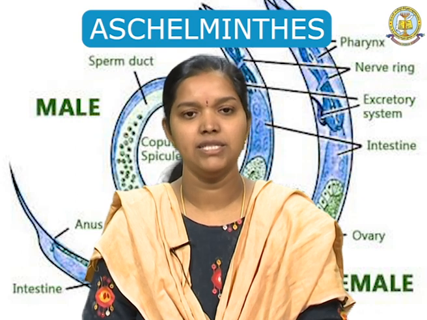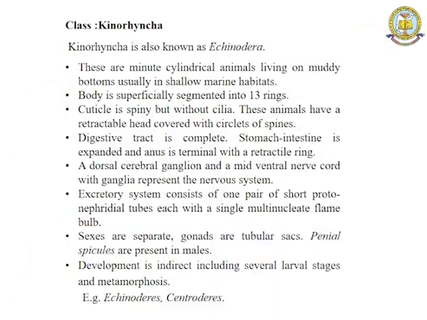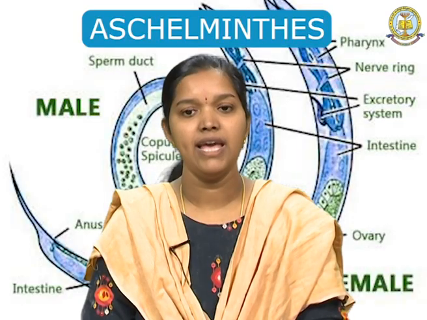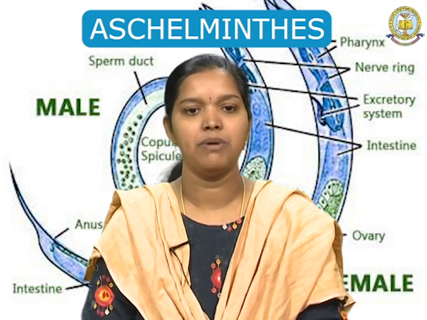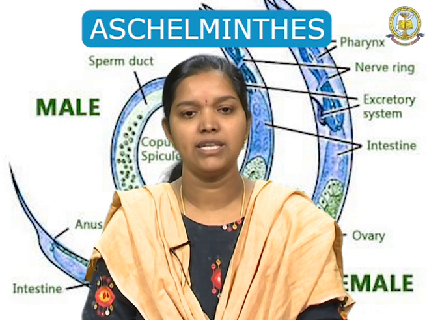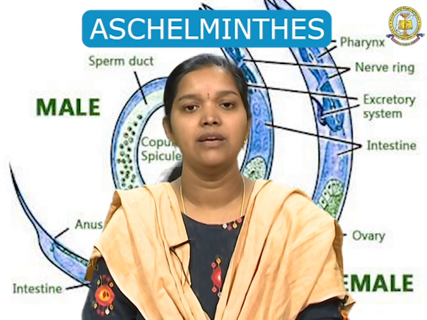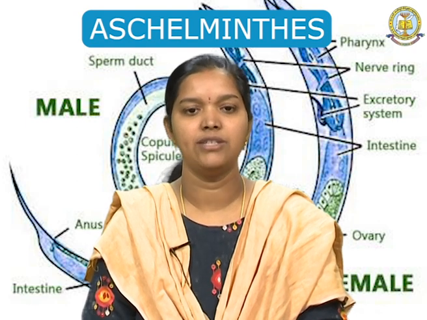Then the fifth class is Kinorhyncha. It is also called Echinodera. They are minute cylindrical animals present in the muddy bottoms of marine habitats, and the body is segmented into 13 rings. The cuticle is spiny without any cilia, and they have a retractable head covered with circlets of spines. The digestive tract is complete, the stomach intestine is expanded, and the anus has a terminal retractile ring.